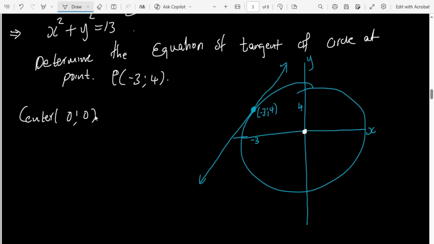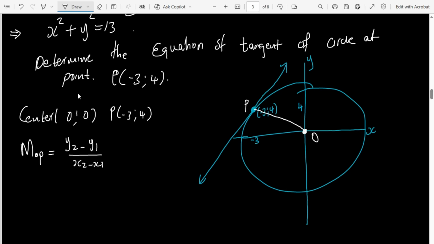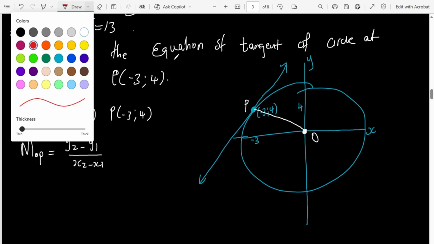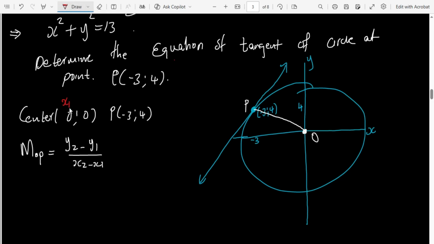That's the center. So now we need to calculate the gradient between the center and the point of intersection. So we need to find the gradient of OP, using the formula: change in y over the change in x. If I write the circle down, this is P, it will be minus 3 and 4. Which one is your x, which one is your y? That's what you need to identify. This will be my x1, y1, and this will be my x2, y2.